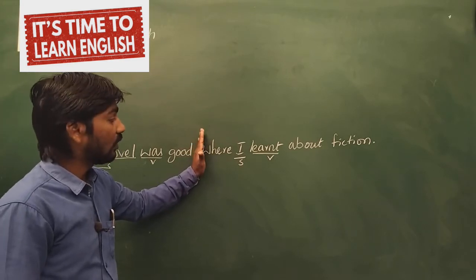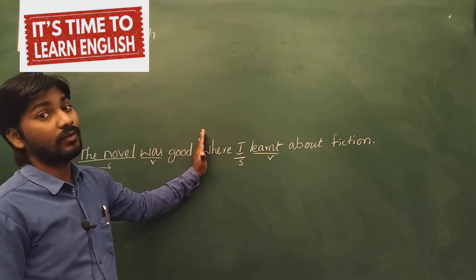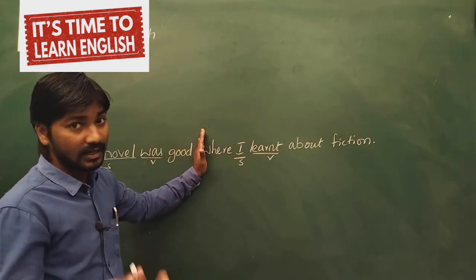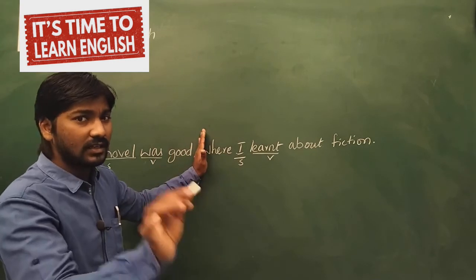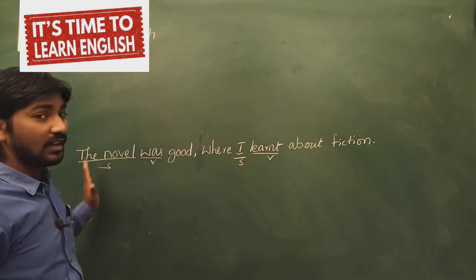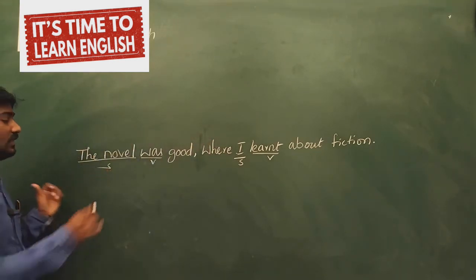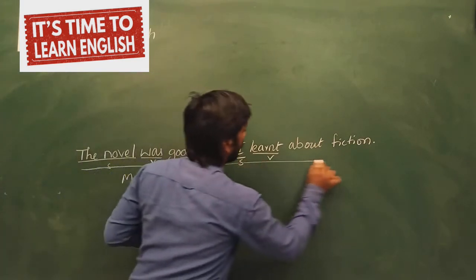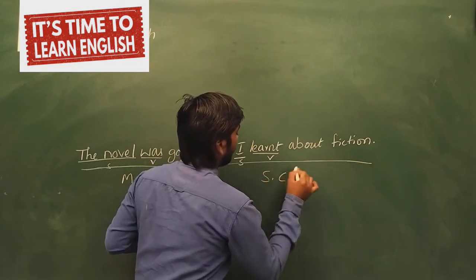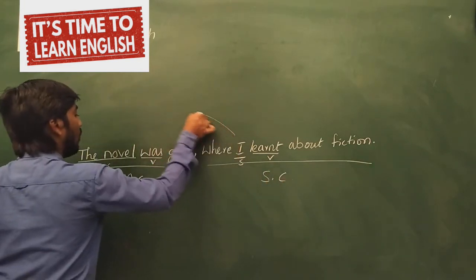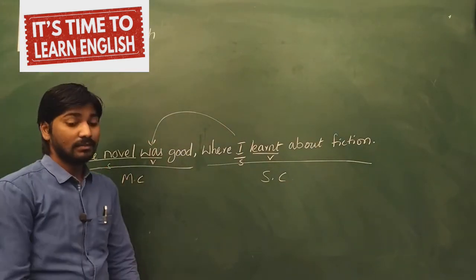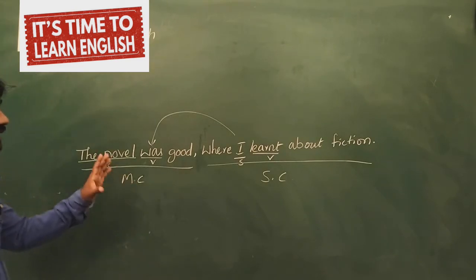So it is not giving the exact meaning of what it was going to show. Where I learned about things, where I learned. Is it giving the full meaning of the sentence? No. Something is left out. So this is called the main clause and this is called the subordinate clause. This always depends upon the main clause. The novel was good where I learnt about fiction. So this is the subordinate clause.